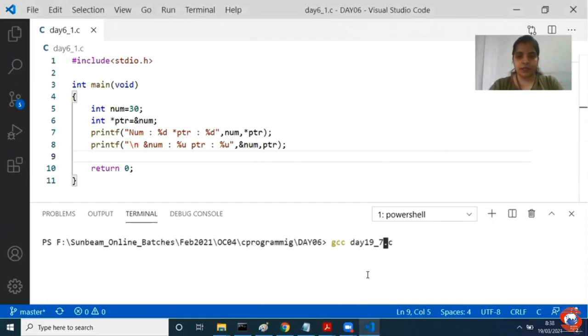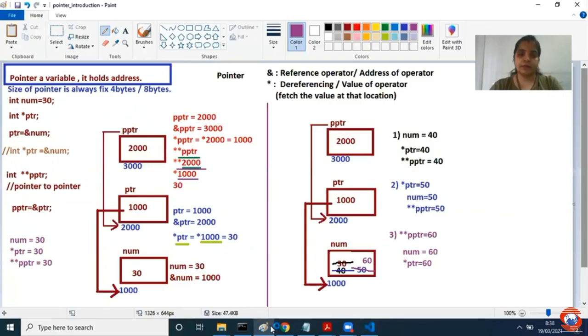Yes, Ashwini, I'll explain. Let it get compiled, you will understand. Meanwhile, let us observe the diagram.